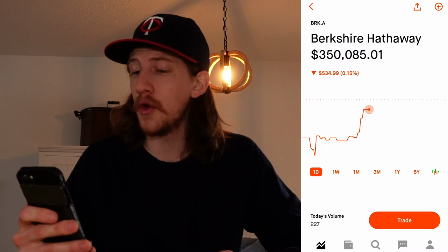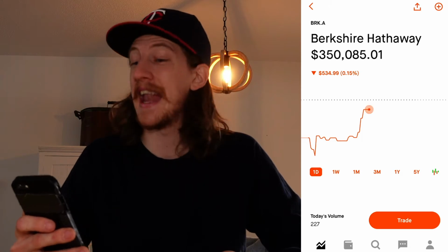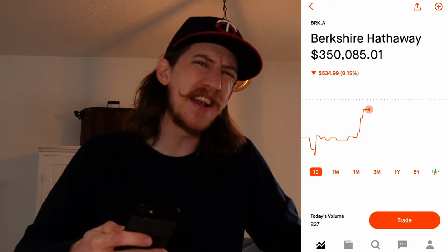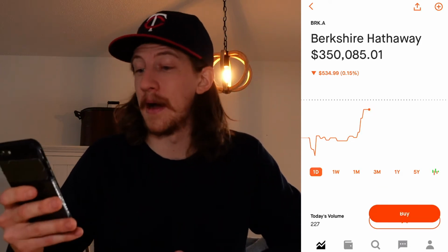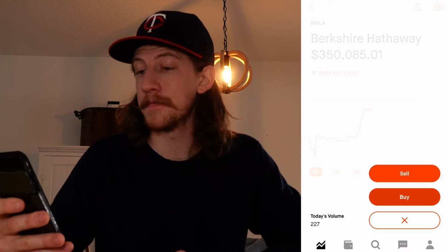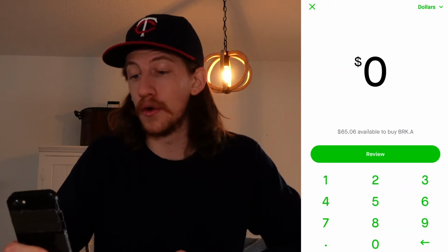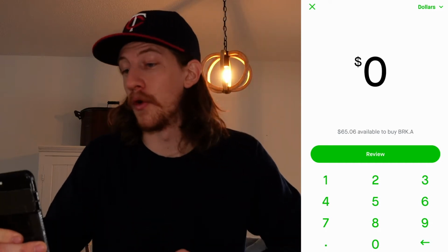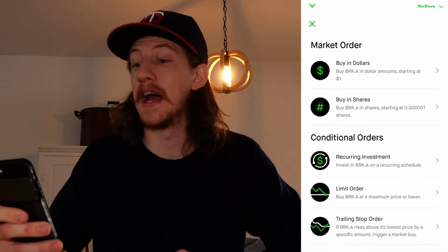So we pull up Berkshire Hathaway, and it's a pretty fair value at $350,085. Good thing for fractional shares because I don't quite have $350,000 lying around. So we tap trade, then tap buy, and it automatically goes to buying in a dollar amount because that's what I usually do. But if you tap in the upper right hand corner here, you can also buy in shares.